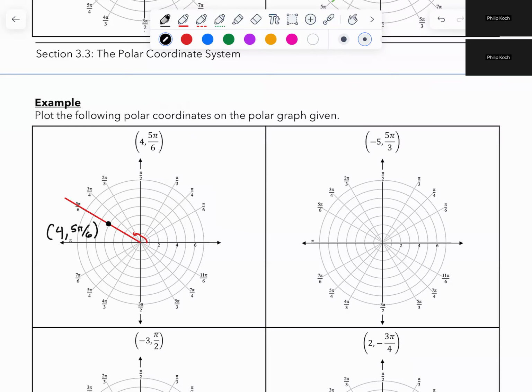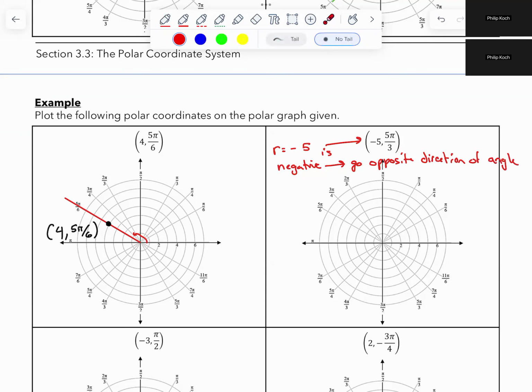This next one is negative 5, 5 pi over 3. So R is negative. So we're going to go the opposite direction of the angle.